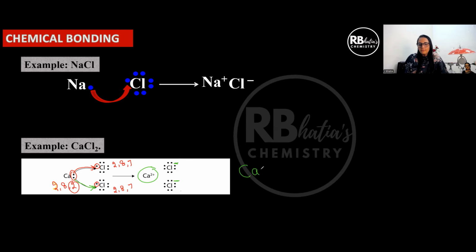So what does the formula become? You have 2 chloride ions, which makes the formula CaCl2. It is a bond between a calcium ion and chloride ions. You've studied in your junior classes, just crisscross the charges and you get the formula: calcium chloride.